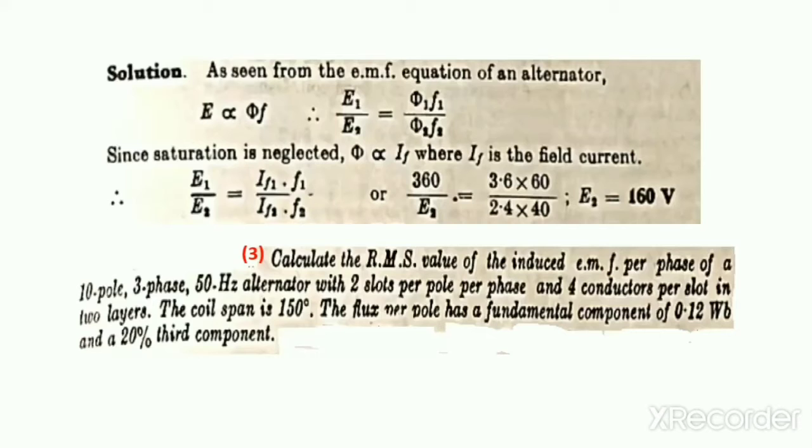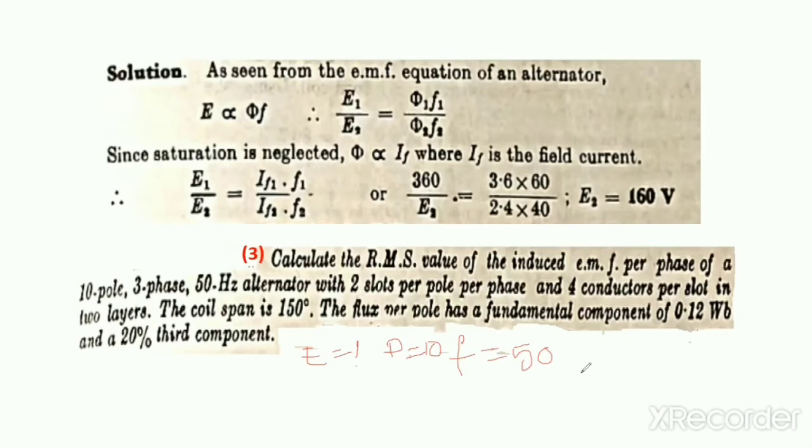Coming to the third problem. Calculate the RMS value of EMF induced per phase of a 10 pole, 3-phase, 50 Hz alternator with 2 slots per phase and 4 conductors per slot in the layer. That means P is equal to 10, and the frequency F is equal to 50 Hz.